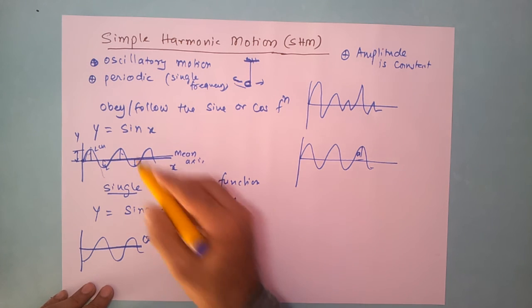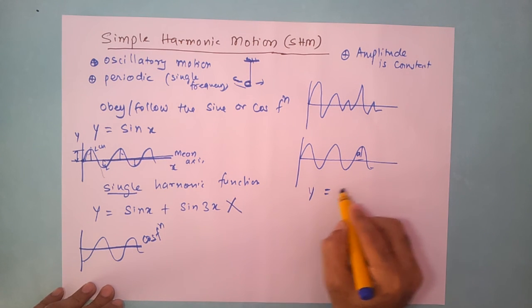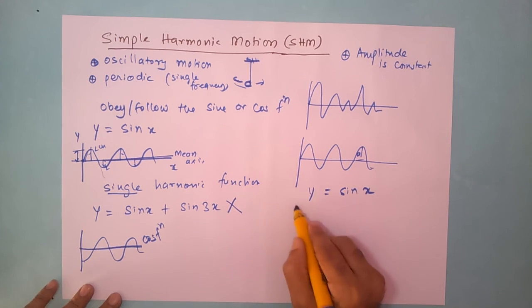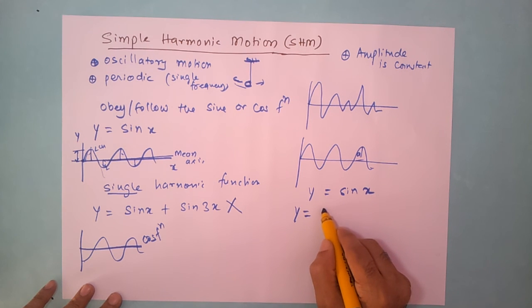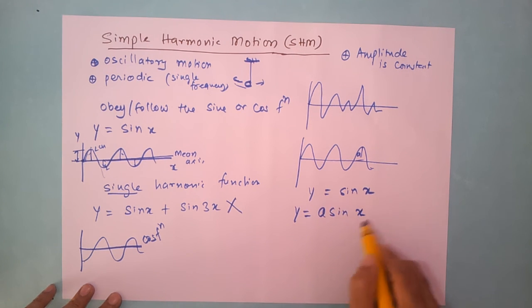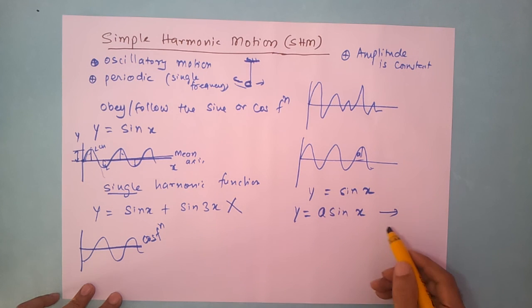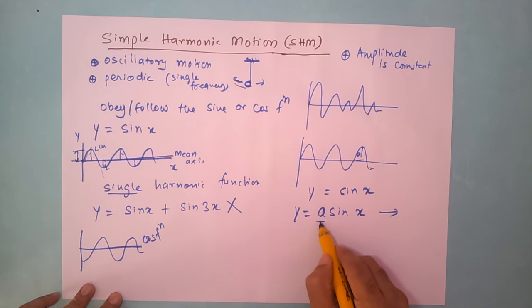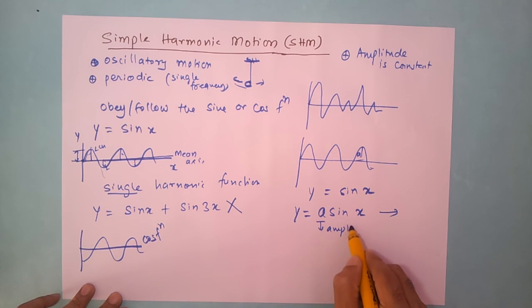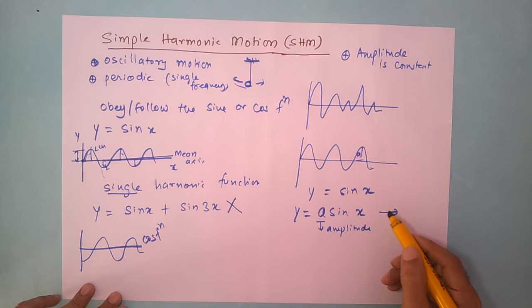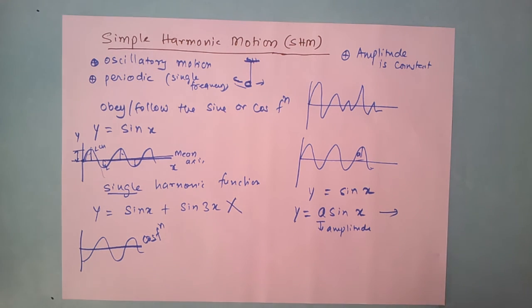A final point is the equation y is equal to sine x could also take the form y is equal to some constant A sine x. This would also be an example of a simple harmonic function. In this case, this A would represent the amplitude of the sine wave. Right. So we have discussed simple harmonic function, simple harmonic motion.